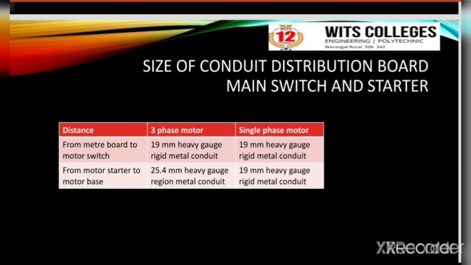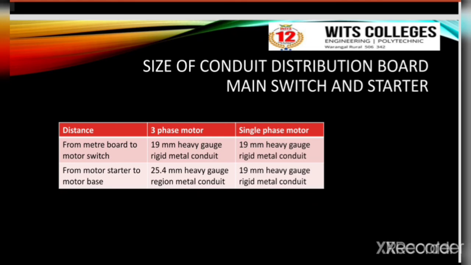So how do we decide the conduit needed for 3-phase and single phase motors? Based on the distance. For example, let us consider a tabular column with distance for 3-phase motors as well as single phase motors. If you take the distance from the meter board to the motor switch, for 3-phase motors we use 19 mm heavy gauge rigid metal conduit, and for single phase also we use 19 mm heavy gauge rigid metal conduit.